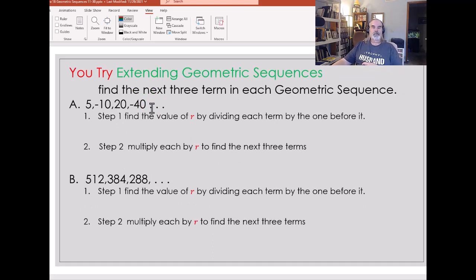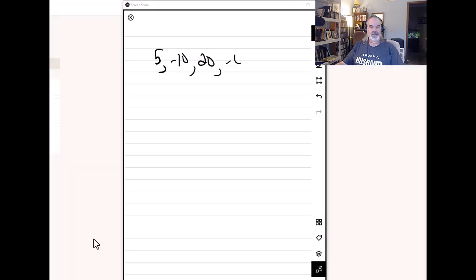Okay, a couple more examples. Let's extend the series. Here's a series that leads with 5, negative 10, 20, negative 40. We're going to find the ratio and then construct the next two terms. So 5, negative 10, 20, negative 40. I'm writing this down, taking my notes. So there's my list so far. We want to know what are the next two numbers in this list.